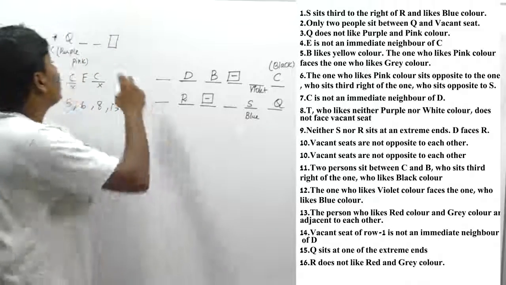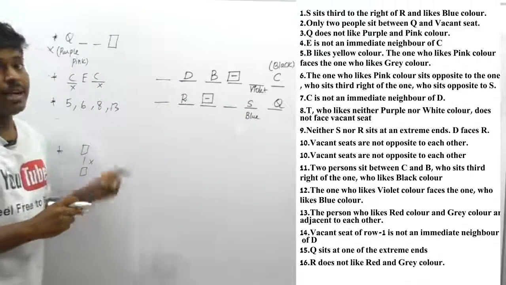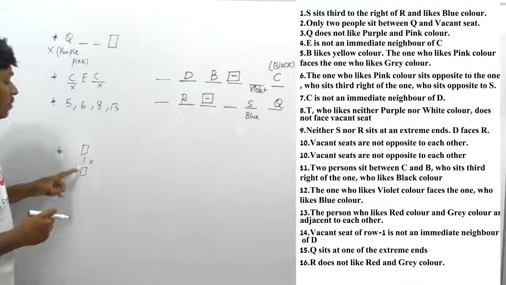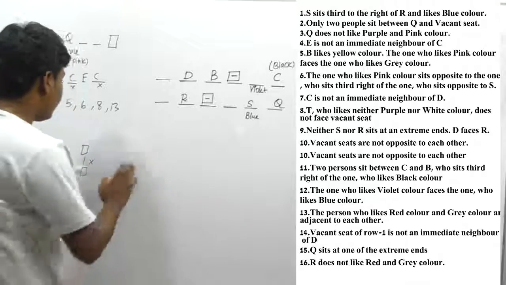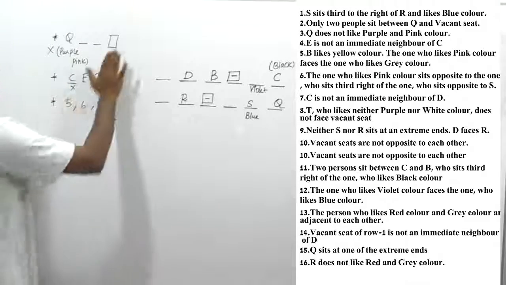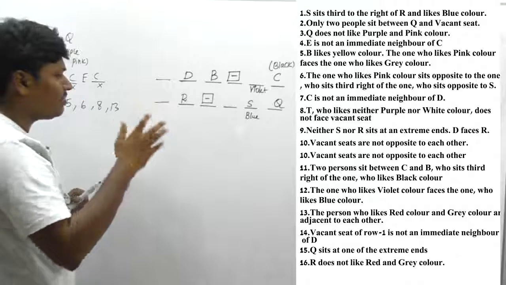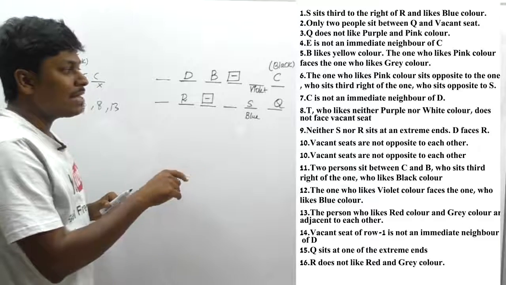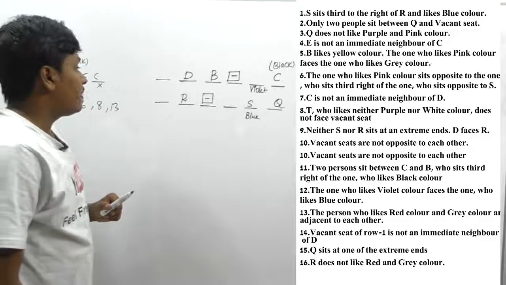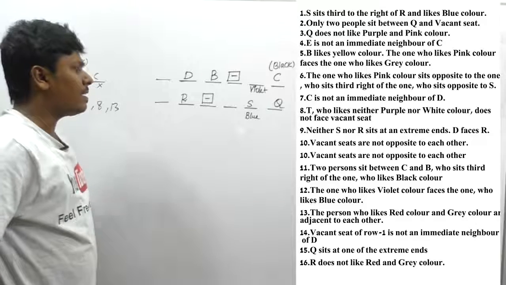So according to condition number 1, between Q and vacant position there is a gap of 2, and another condition they have said is that the vacant positions should not be facing each other, right? Now the vacant positions are not facing each other, so I think we can rub this, and we can rub this also, right? But they have said that Q does not like purple nor pink. Okay, let me leave those, friends. Let me move on to the next line. R does not like red or grey color. Friends, listen carefully. The person R does not like red or grey color, right?